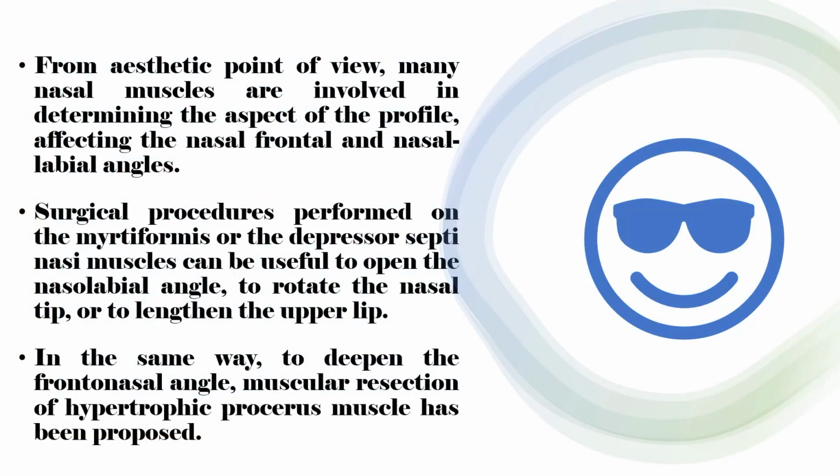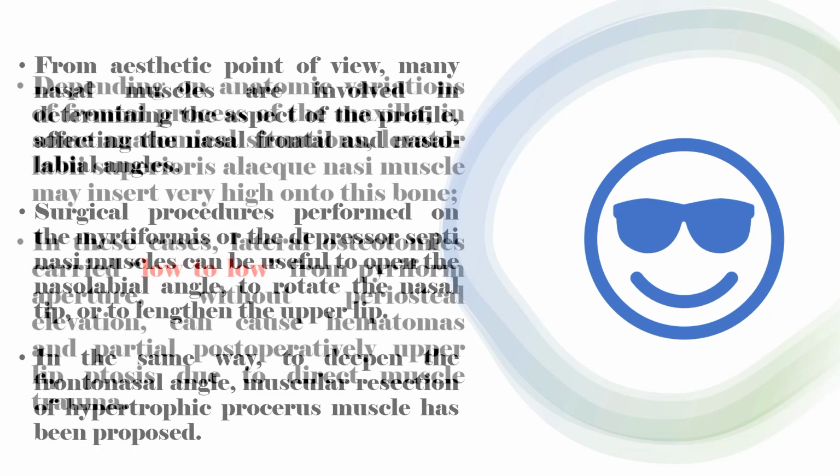From an aesthetic point of view, many nasal muscles are involved in determining the aspect of the profile, affecting the nasal frontal and nasolabial angles. Surgical procedures performed on the myrtiformis or the depressor septi nasi muscles can be useful to open the nasolabial angle, to rotate the nasal tip, or to lengthen the upper lip. In the same way, to deepen the frontonasal angle, muscular resection of a hypertrophic procerus muscle has been proposed.